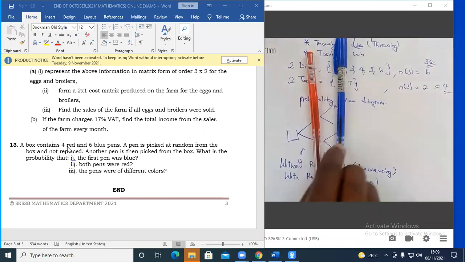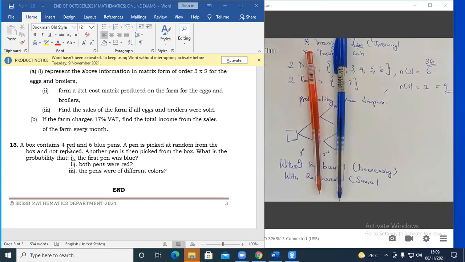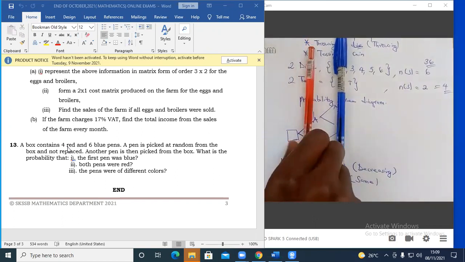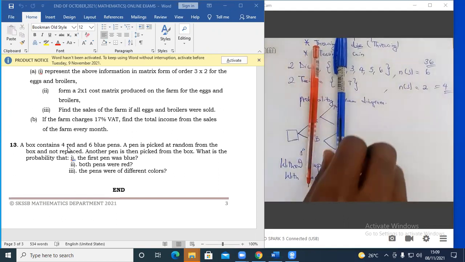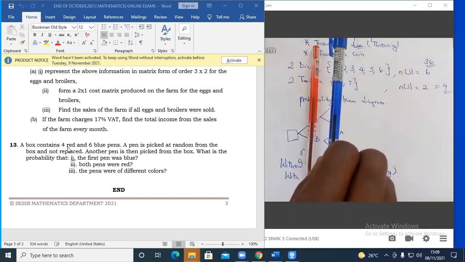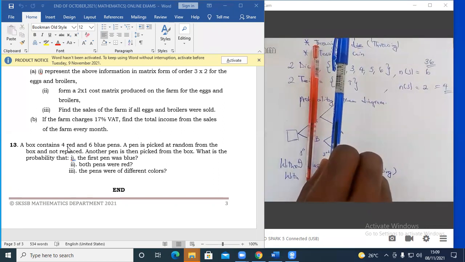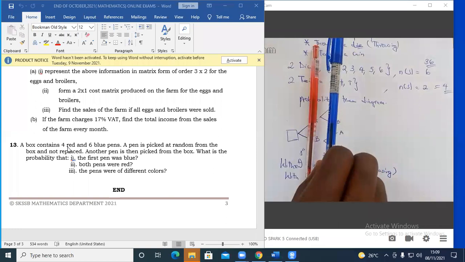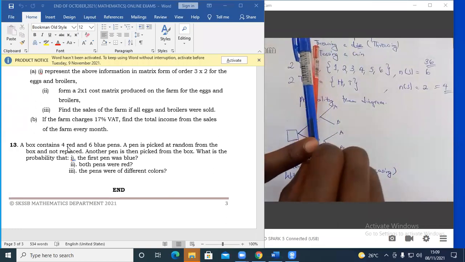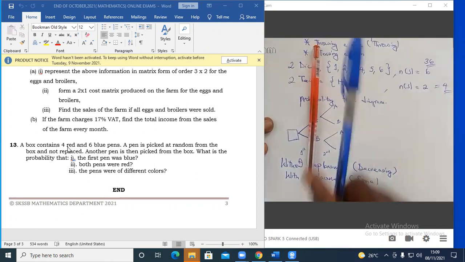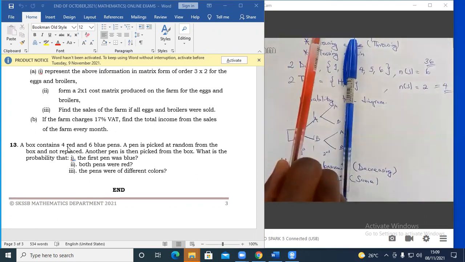How many blue pens are here? One. How many red pens are here? One. So what is the probability of me picking blue? A half. Yes, because there is only one blue pen, so 1 over the sample space. The sample space is what? 2. What is the probability of picking a red pen?